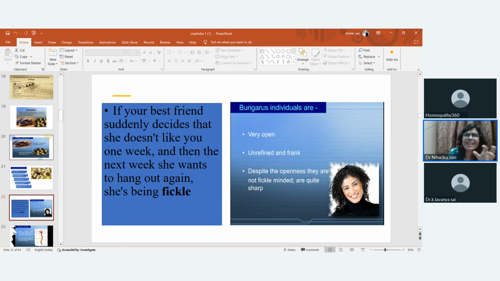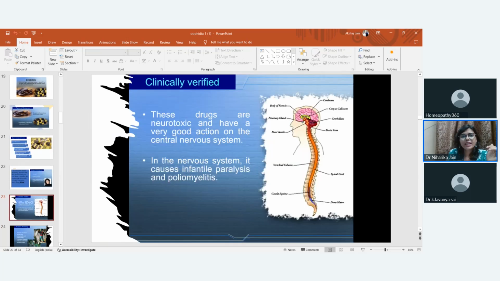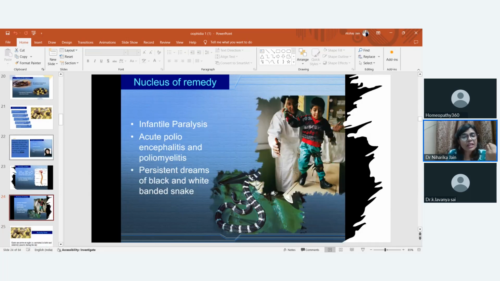So if you are taking the case, you have to connect all those points, how the patient is behaving. Clinically verified, these drugs are neurotoxic and have a very good action on the central nervous system. In the nervous system, it causes infantile paralysis and poliomyelitis. Nucleus of the remedy: infantile paralysis, acute polioencephalitis and poliomyelitis, and persistent dreams of black and white banded snake.